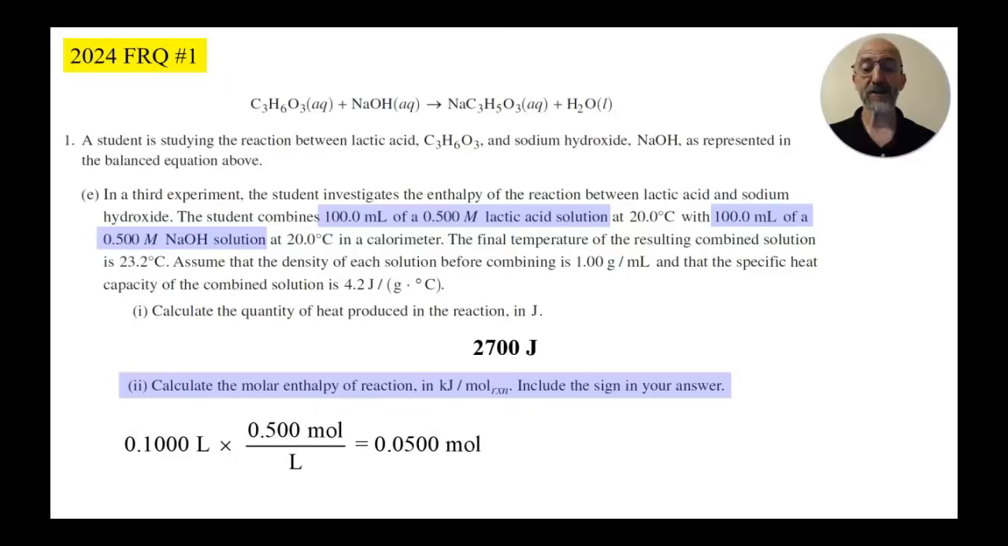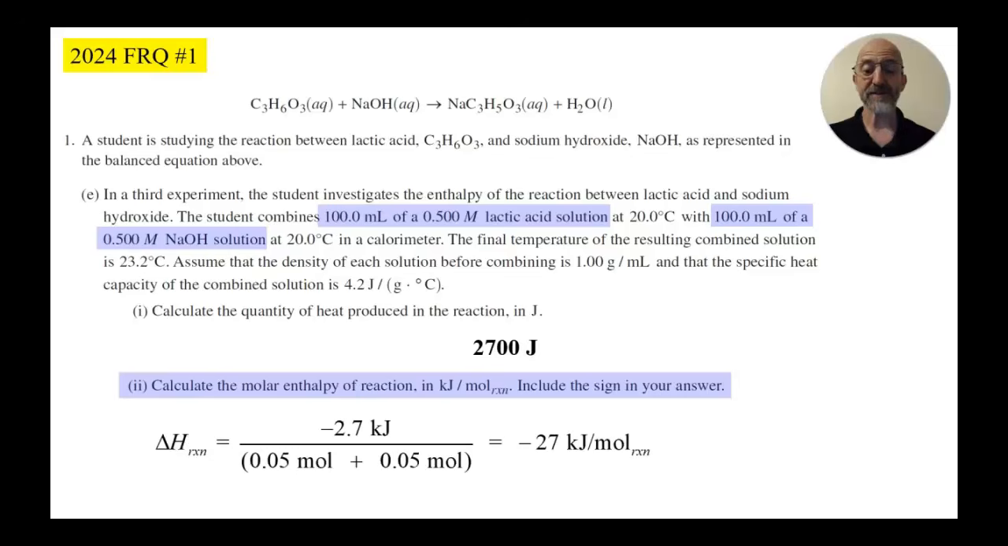Now, this is a subtle mistake I'm about to make. So pay close attention to what I am doing now to get from 2,700 joules to my value for the enthalpy of the reaction. I have my moles, but look at what I did in the denominator of that expression. The negative sign is fine. It's an exothermic reaction.